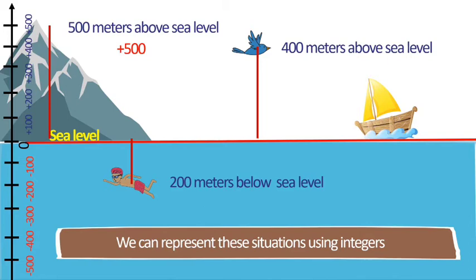Next, ito namang boy, diba, yung depth or yung lalim ng kanyang nalangoy from the sea level, that is 200 meters below sea level. So kung makikita nyo sa ating number line, siya ay nasa or nakatapat doon sa negative 200. So we can represent this situation using an integer which is negative 200.